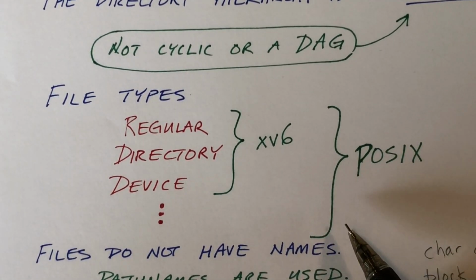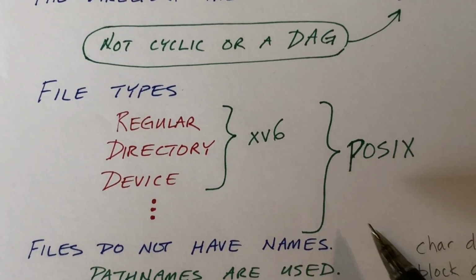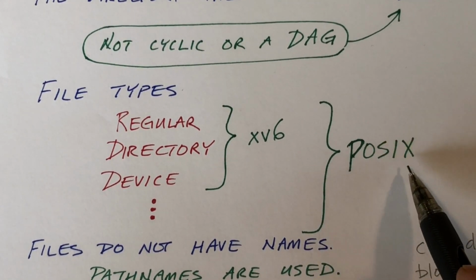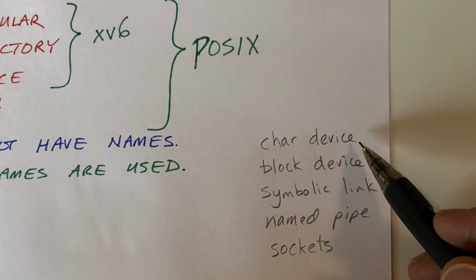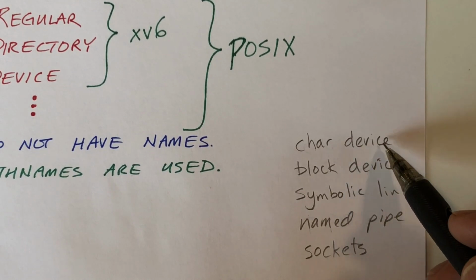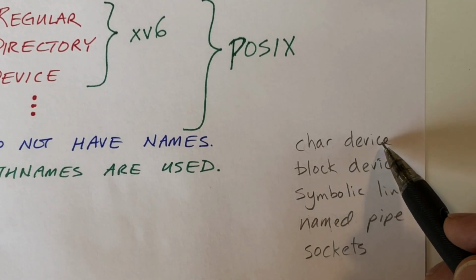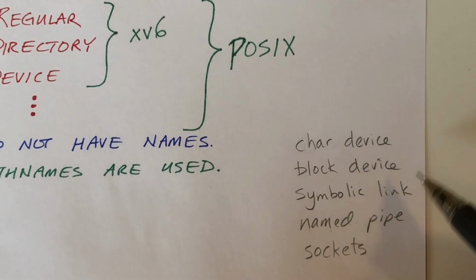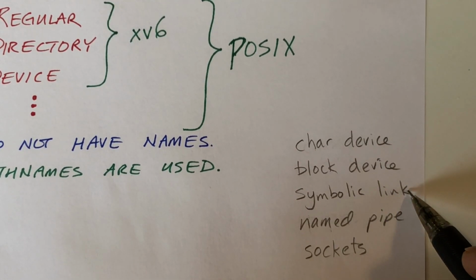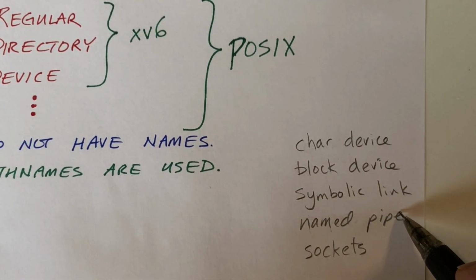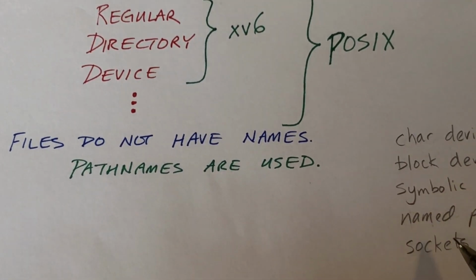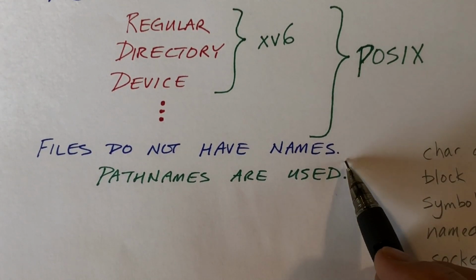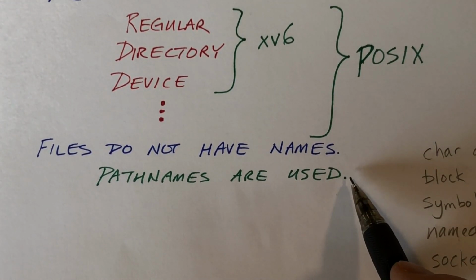But Unix systems and Linux systems implement other types as well. POSIX is the standard for Unix and Linux systems, and it specifies other kinds of files. So we typically see devices. We have two different kinds of devices, actually. We have a character device and a block device. We also have symbolic links, which are sometimes called soft links. We have named pipes and sockets, but none of those are available in xv6. And as I said, files don't have names. We use path names to refer to an individual file.